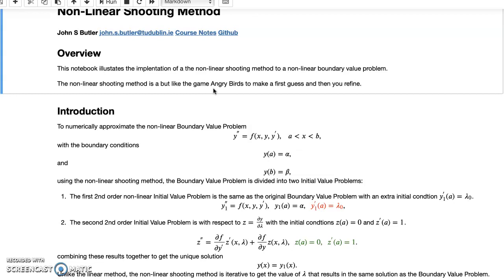The nonlinear shooting method, I think of it quite in simple terms of Angry Birds, because you take a guess, you see if you hit the answer you know, and if you don't, you do it again, and every time you make a more and more educated guess. So let's talk about it in general terms.